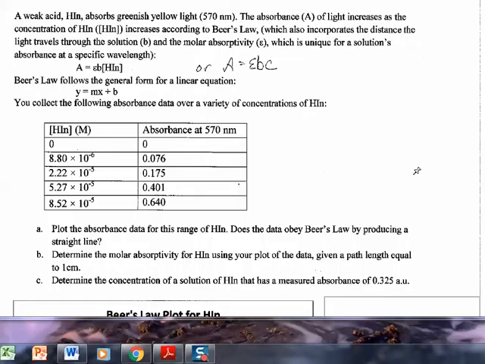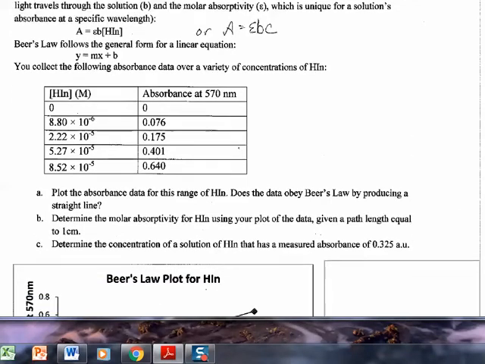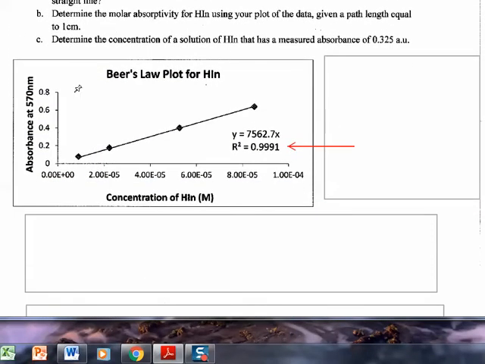First we would go to a graphing program like Excel or KaleidaGraph and make a plot of our data. I've input that plot here. We have absorbance on our y, concentration on our x, and we find that when we plot this data, we actually do get a line. Great, it's linear. We can also ask the program to give us an equation for that line, a linear least squares fit to the data.